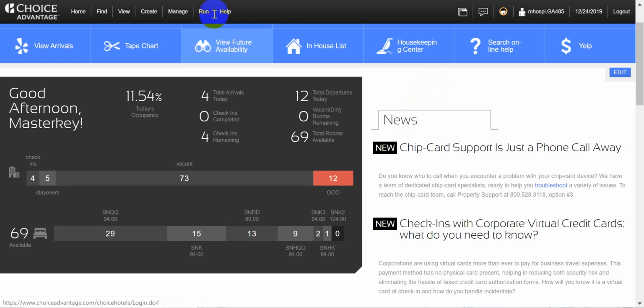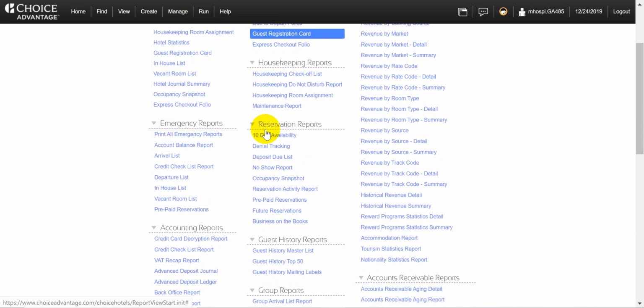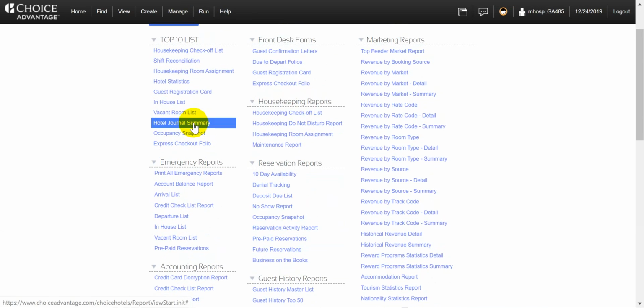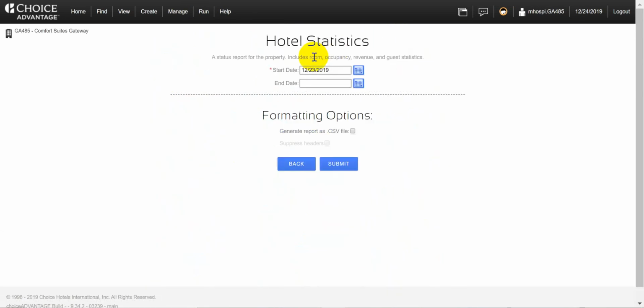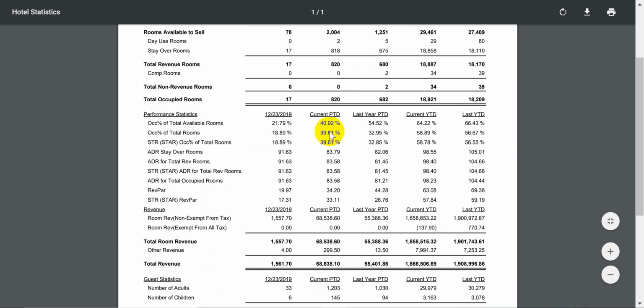Generally this information, for Choice Hotels, we can gather it. We go to the reports here, and here we would see hotel statistics, which is right there. By default it shows us the previous night date. Today's the 24th, so it's by default showing the 23rd. The 24th is not completed yet, so it shows the prior date. When we submit this report, we see a PDF generated.